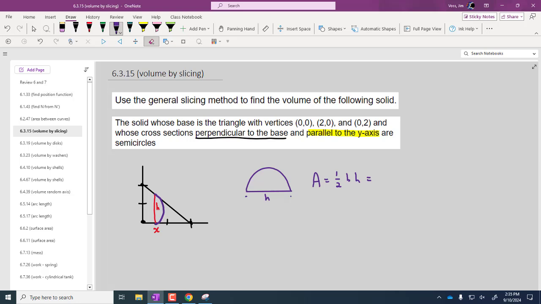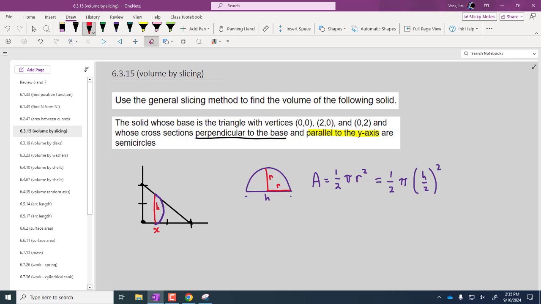No, that's not the area of a semicircle. That's for triangles, some other shape. What's the area of a semicircle? 1/2 pi r squared. Thank you. Half the base times the height was the wrong shape. What's the radius here? H divided by 2. Exactly. H over 2 squared. The radius is only going halfway across.